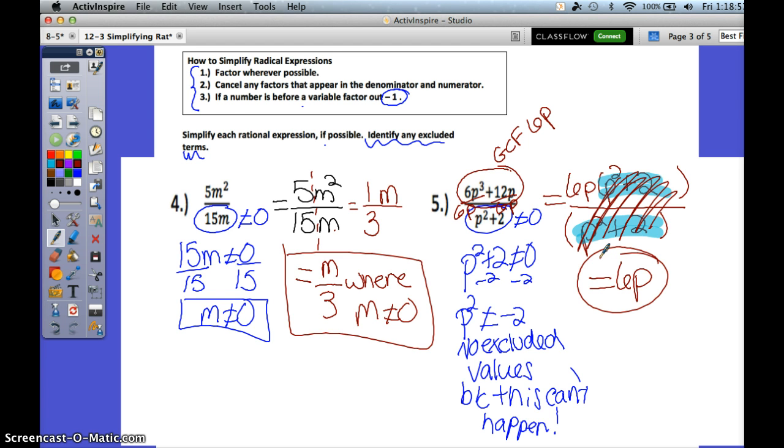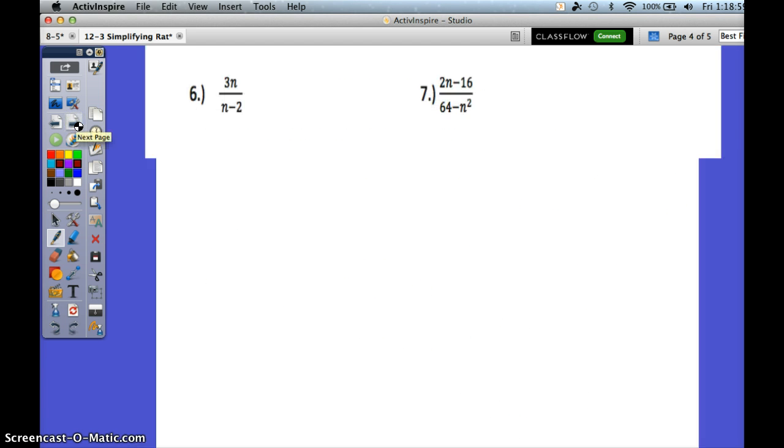Number 6. First, we know we need to say that n minus 2 is not allowed to equal 0. Add 2, n is not allowed to equal 2. So that's my excluded value. Can this simplify any further? I can't factor anything out. I don't see any common binomials. So you just can't factor.